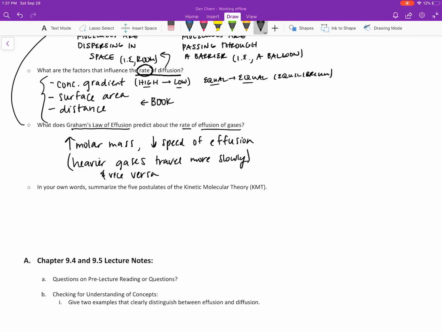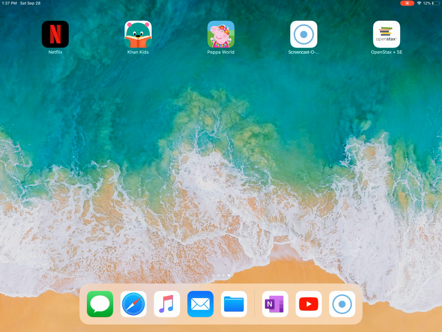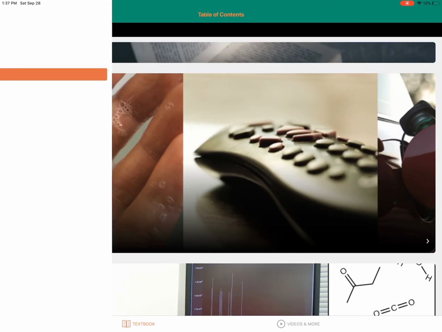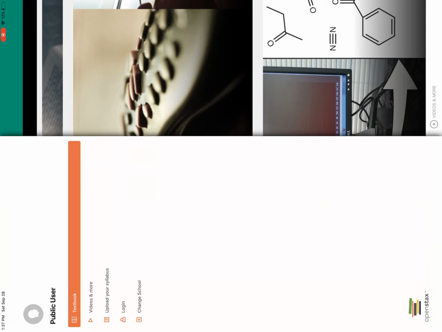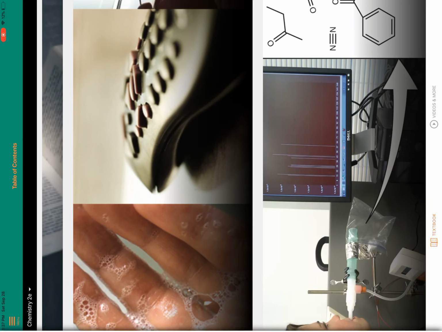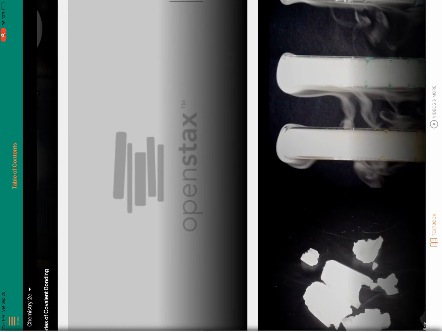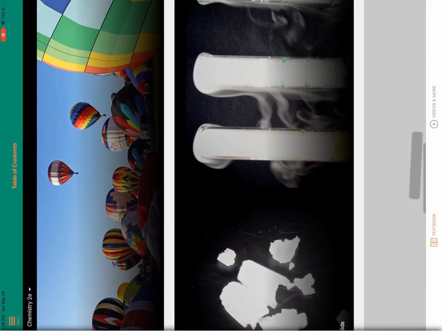All right, so in your own words, summarize the 5 postulates of the kinetic molecular theory, which is KMT. So for this, I want to open up OpenStax. There it is. I have to flip it this way. I still don't quite understand why it doesn't work in the other direction. Okay, so we are in chapter 9. Uh-oh, not what I meant to do. There it is.